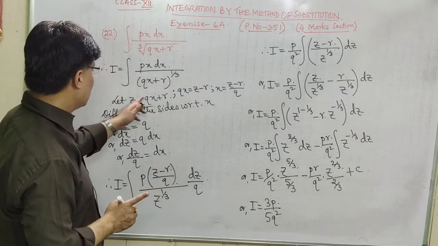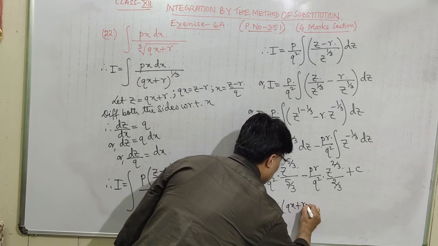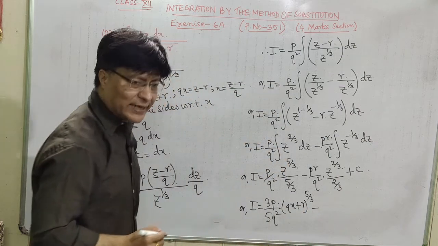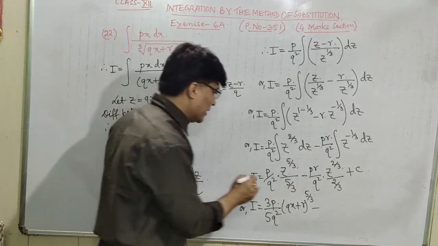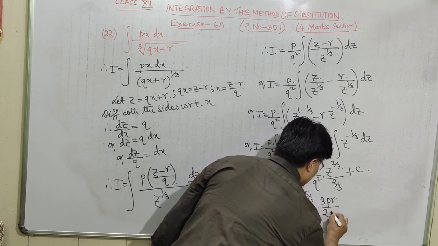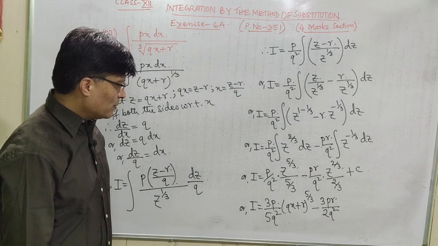Put the value of z. What is z? It is qx plus r. It is (qx plus r) whole to the power 5 by 3 minus, what is the second term? This 2 by 3 becomes 3 by 2 in the numerator. So this is 3pr divided by 2q square, right? 3pr divided by 2q square.